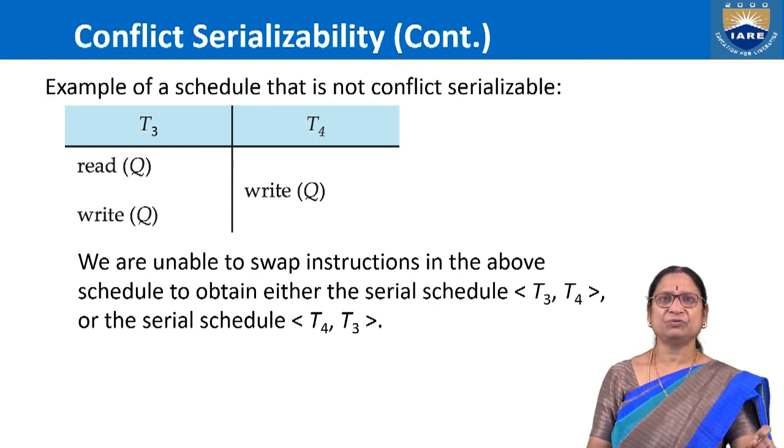Another example, T3 and T4. T3 has a read Q and a write Q. T4 has a write Q.